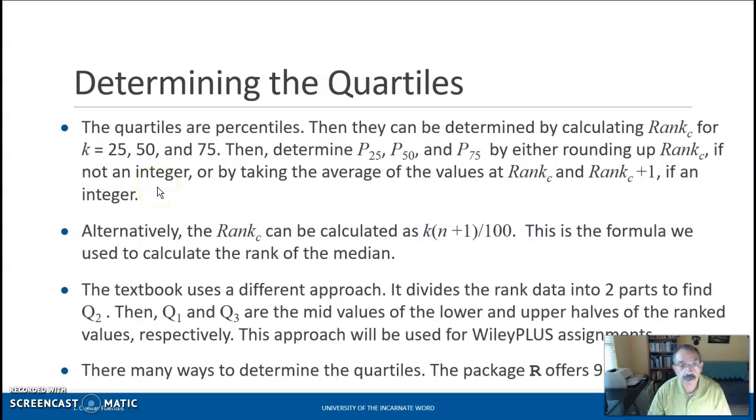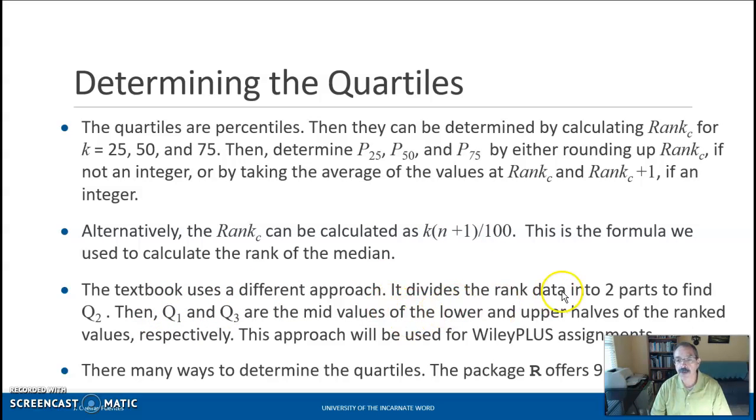Alternatively, we can find the rank C using the formula that we used earlier to determine the median, where K multiplies n plus 1 over 100. So these are two ways of finding percentiles. However, the textbook uses a different approach.